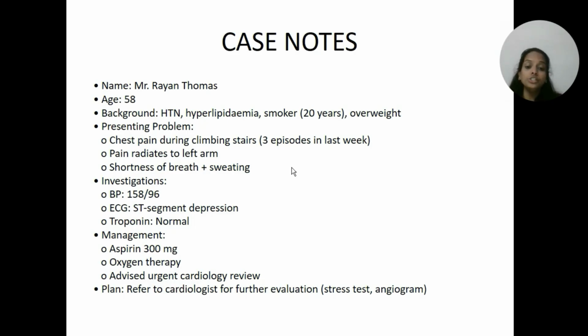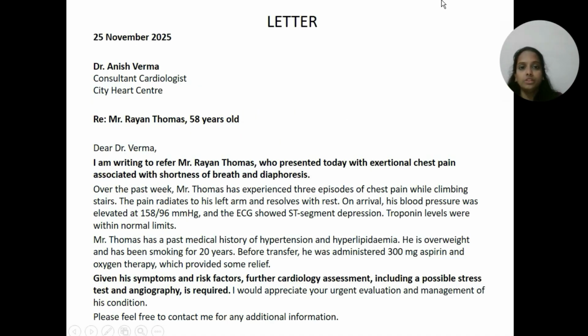Planners refer to cardiologists for further evaluation, stress test, and angiogram. So for this, how are you going to write the letter? Now, this is my letter response.